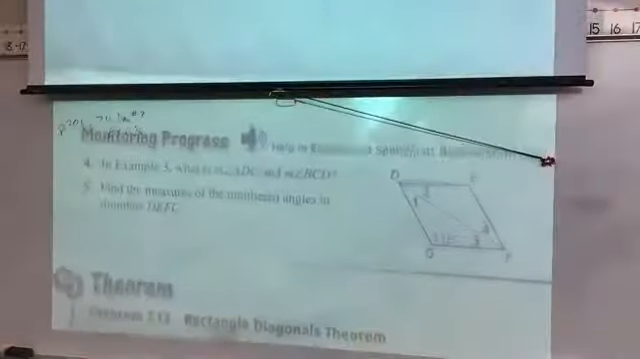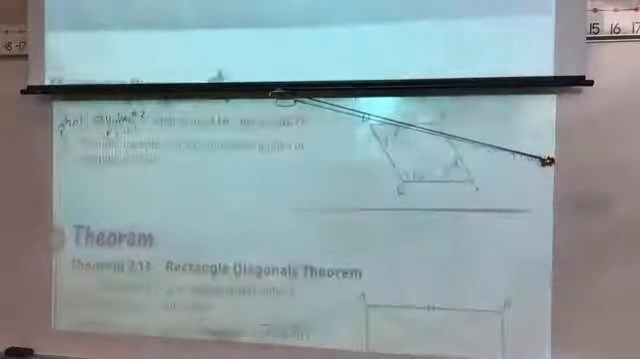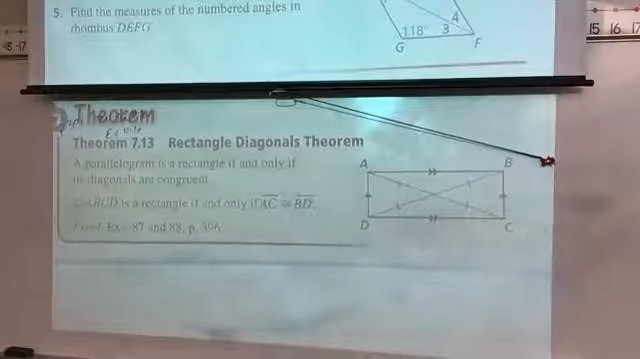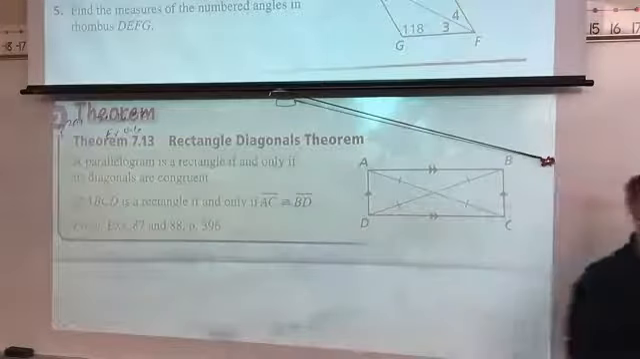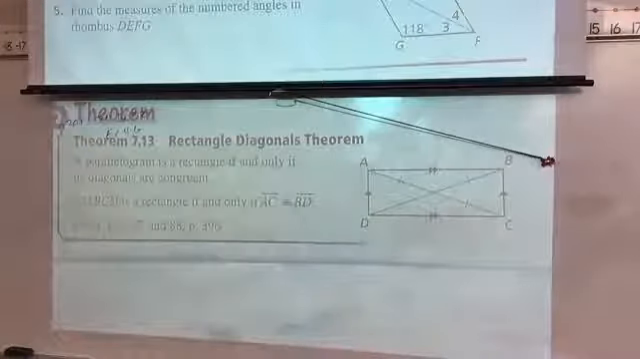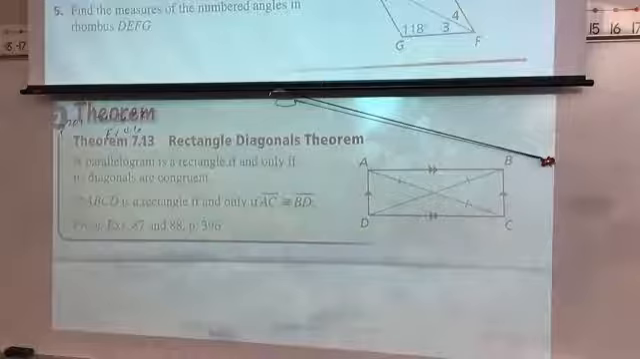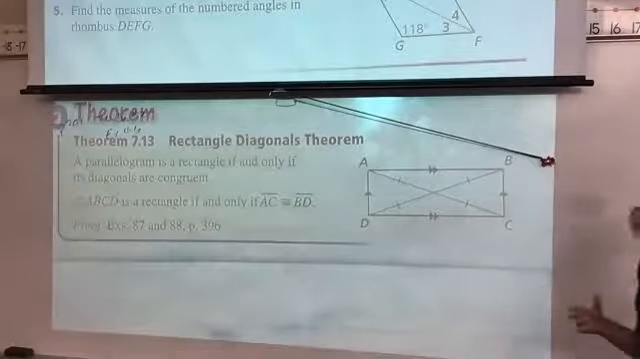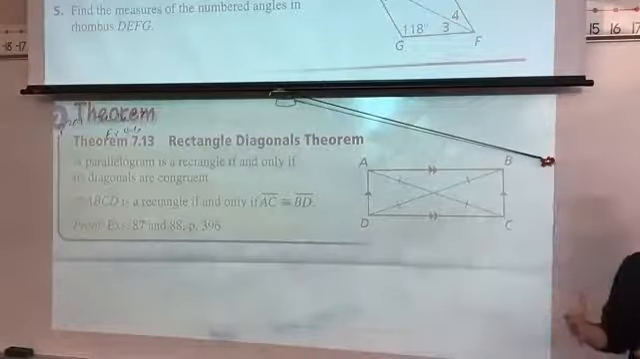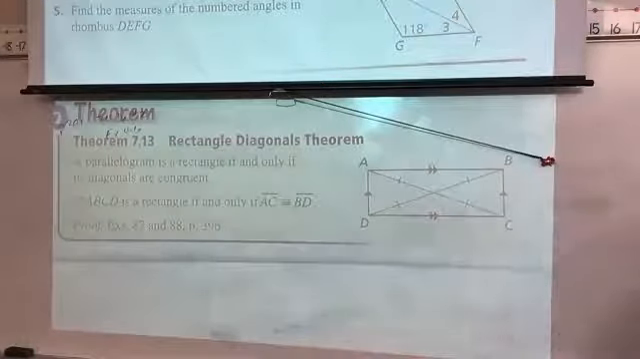So we've done a lot with diagonals so far. We have a diagonal theorem about parallelograms. We got a diagonal theorem about rhombuses. Now we have one on rectangles. So the key here is going to be to try to keep them straight, you know, which one applies to which shape. So a rectangle diagonal theorem tells us that it's a rectangle if and only if the diagonals are congruent. Okay, so the diagonals themselves are congruent.